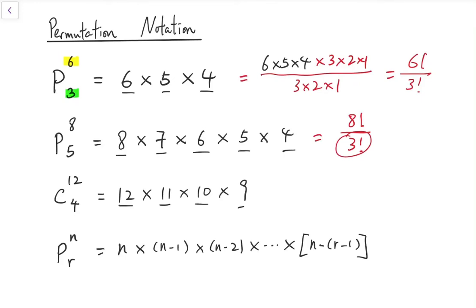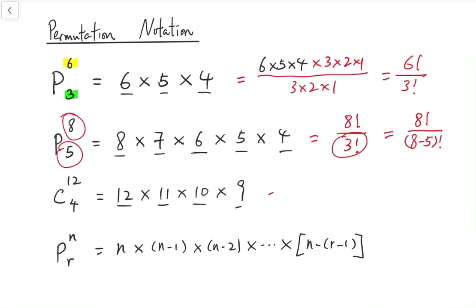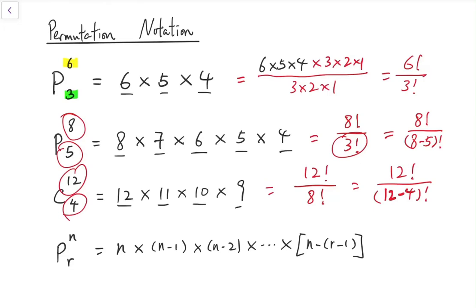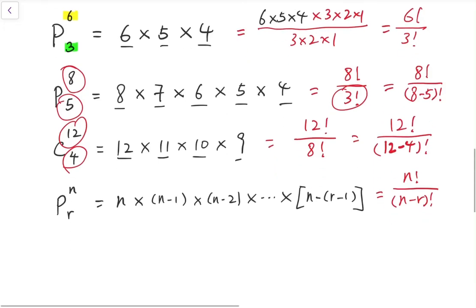Actually, this 3 comes from 8 minus 5, which are these two numbers. So for this one, you get 12 factorial over 8 factorial, and the 8 actually comes from 12 minus 4, and these two numbers. So you can imagine here you can also get n factorial over n minus r factorial. Got it? So here are some notations.